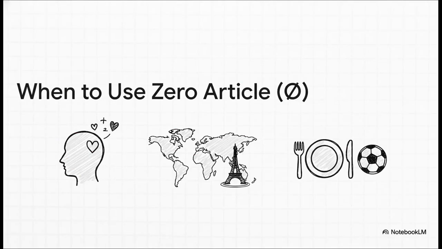So where does this invisible article hide? Well, first, when you're talking about big, general ideas, you'd say water is essential, not the water is essential. Second, with most proper names, like people, cities, and countries. I live in London. Simple. And finally, in a ton of everyday life phrases. You don't say, let's have the dinner, you just say, let's have dinner. You don't play the football, you play football.